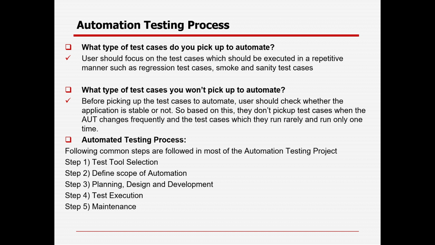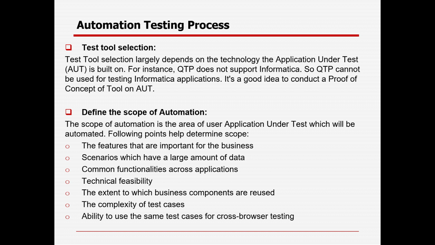So in the automation testing process, there are 5 steps. First is tool selection, then define the scope of automation, then planning, design and development, then test execution, and the last one is maintenance. Whenever you start any kind of automation, you need to first go with the POC. Here POC is not point of contact, guys, it's proof of concept, where you analyze what kind of tool is suitable for your application, whether the test cases are already developed, whether the regression coverage is already there, and then you can finalize all this.